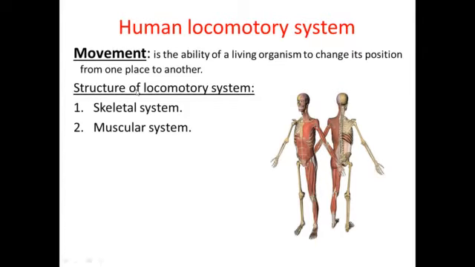Let's talk about the structure of the locomotory system. It consists of two systems which cooperate together to cause movement: the skeletal system and the muscular system. As we can observe in the following figure, which represents the locomotory system, the skeletal system is represented by the whole bones of our body, while the muscular system is represented by the muscles of the body.